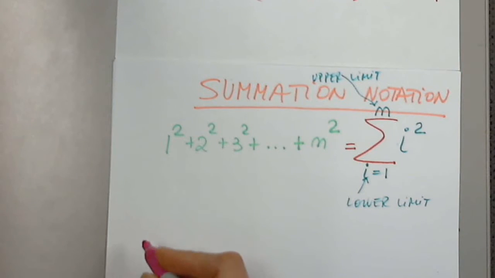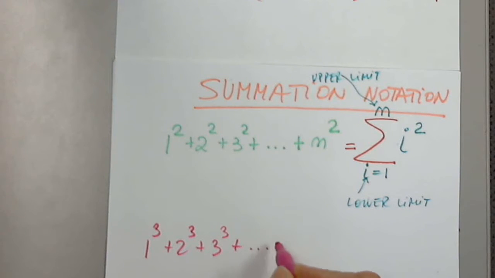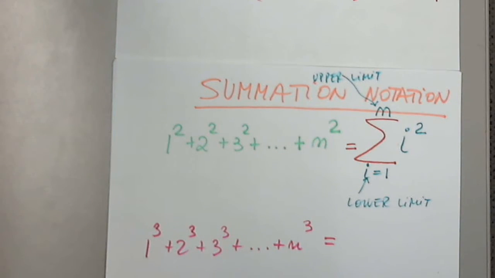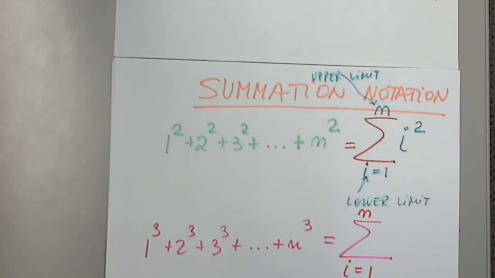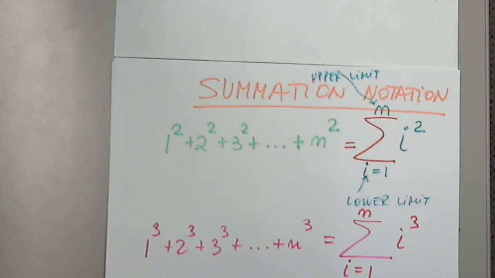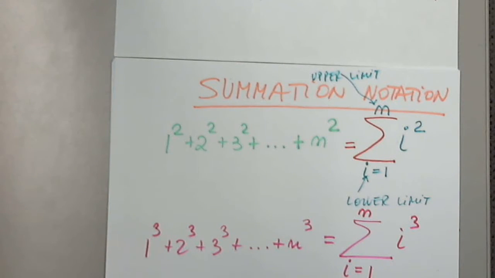Okay, what if I ask you this? 1 cubed plus 2 cubed plus 3 cubed plus dot, dot, dot plus n cubed. How will you present this using the summation notation? Instead of presenting all this, just give me the condensed form. What will you say? The sum from I equals 1 to the upper limit maximum n or m, whatever you want to write, of I cubed. That's it. That's the condensed form of all this. Let's practice this on page 752.